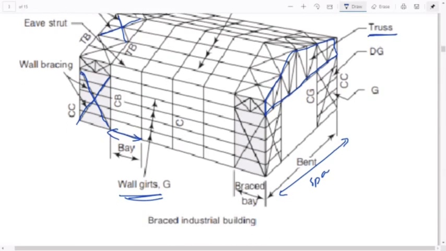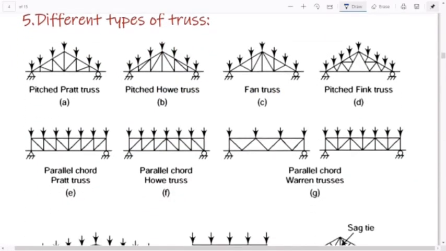Okay, so let me go into this. There are different types of truss that you come across, and the arrangement of the members inside the truss is different here.